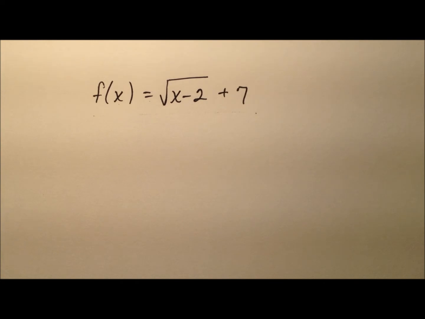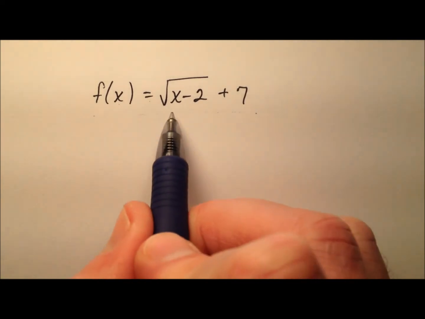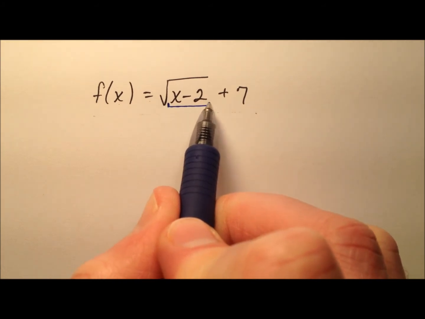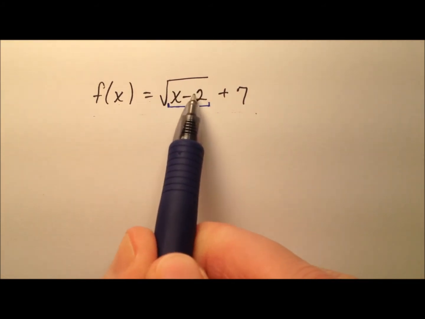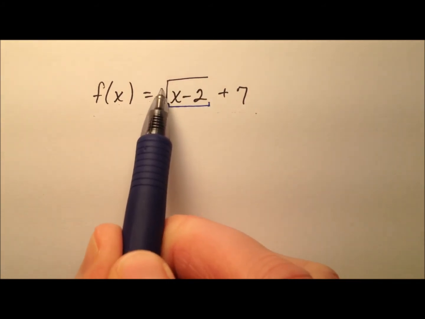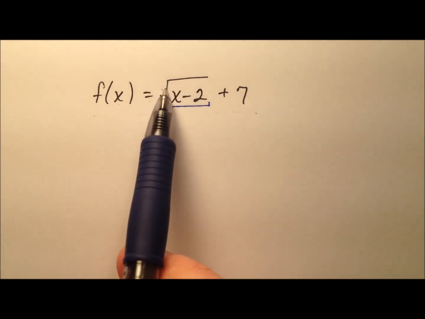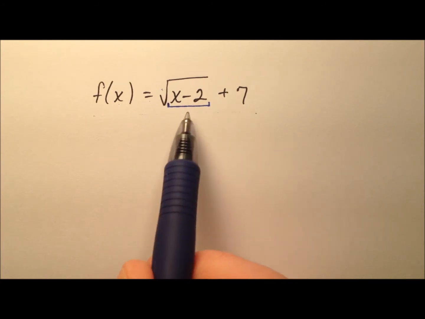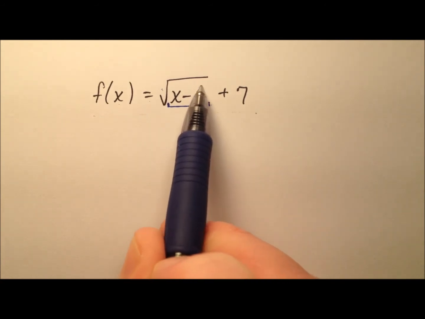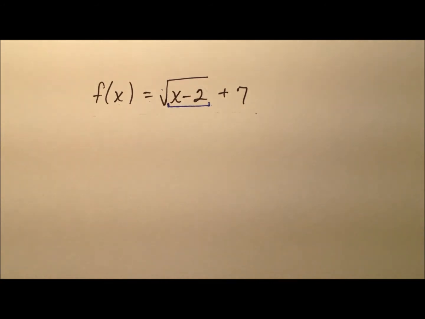So the problem that we have with domain when it comes to radical functions is that we just cannot have a negative number inside as a radicand whenever our root or our index is even. So we're doing a square root, so that's even obviously. So we cannot have the square root of a negative number because that comes out to be, well, imaginary and thus cannot be graphed on the real number line.